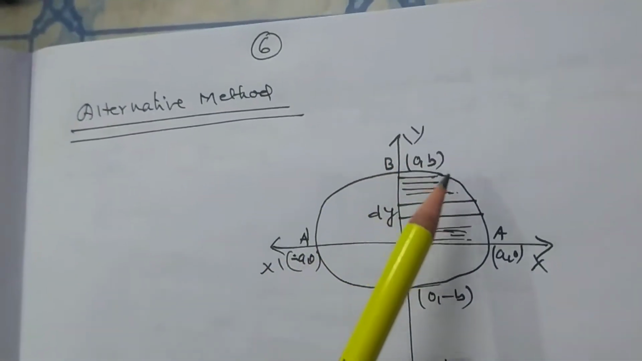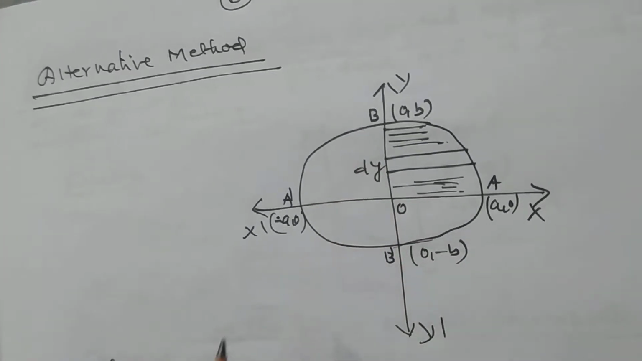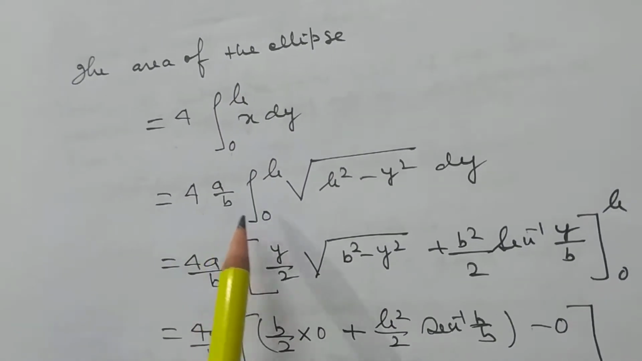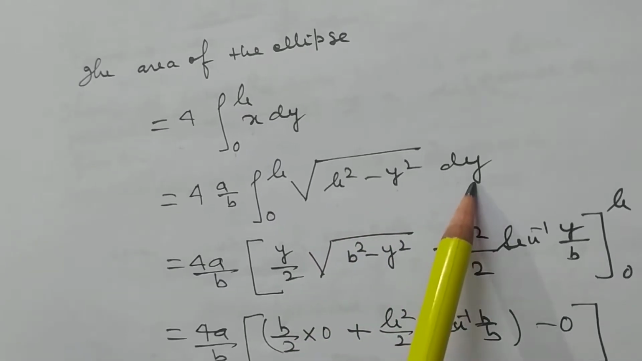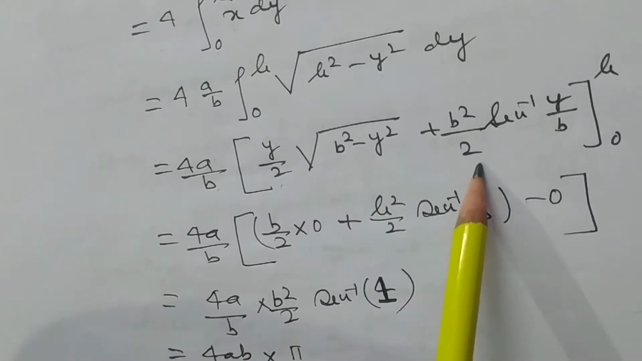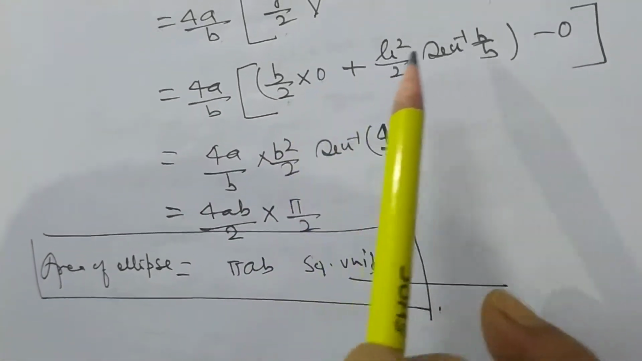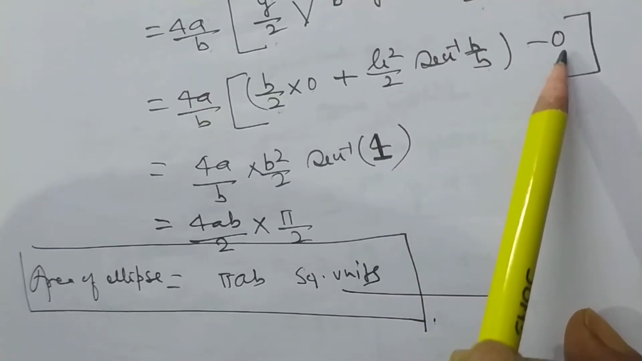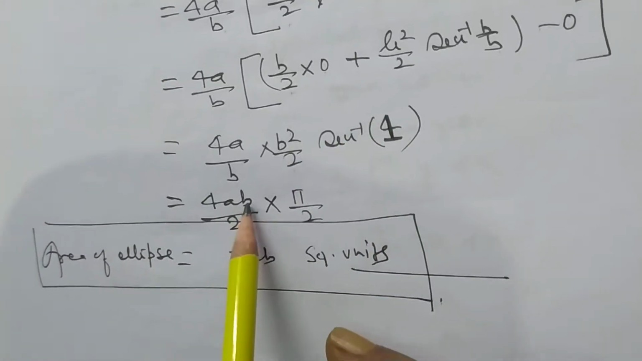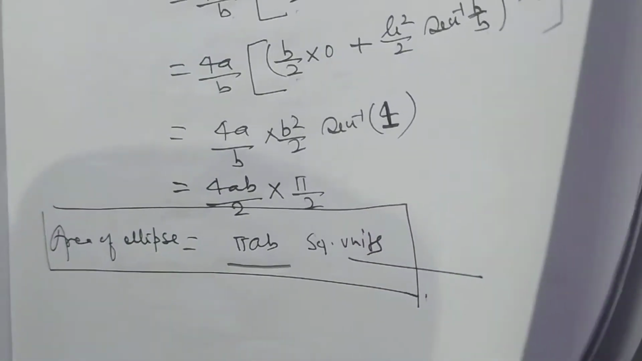So the alternative method is, now this figure is formed by displacement on the y-axis. So the area of the ellipse is equal to 4 times the integral from 0 to b of x dy, which is 4 into a by b, integral from 0 to b of root over b square minus y square dy. That is 4a by b, [y by 2 root over b square minus y square plus b square by 2 sin inverse y by b], from 0 to b. 4a by b [b by 2 into 0 plus b square by 2 sin inverse b by b minus 0], that is 4ab by 2 into pi by 2, that is pi ab square units.